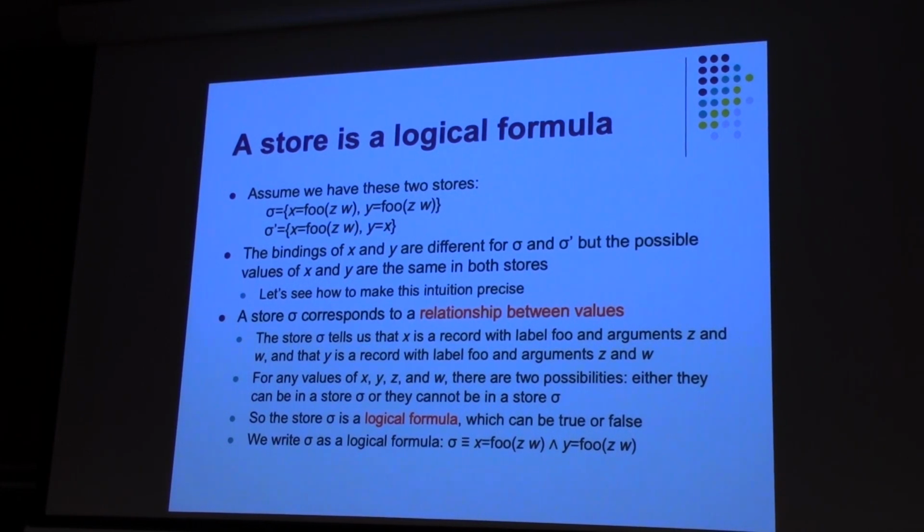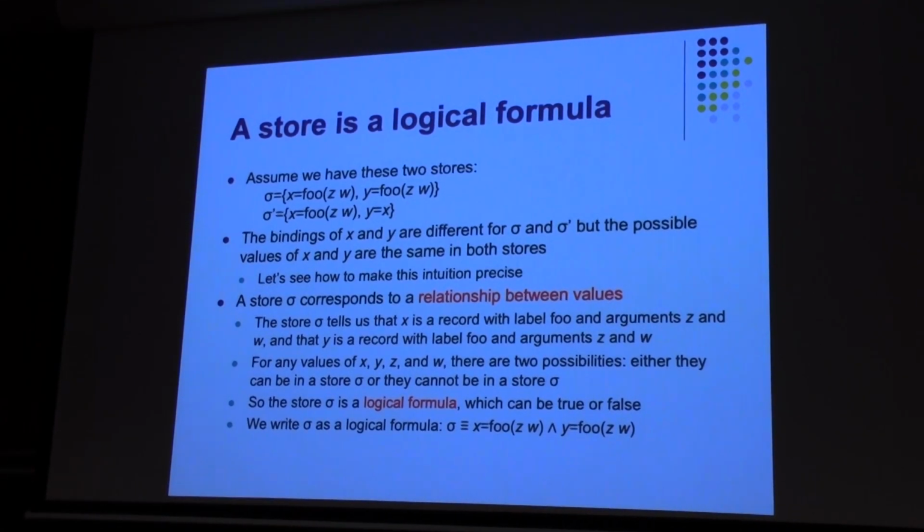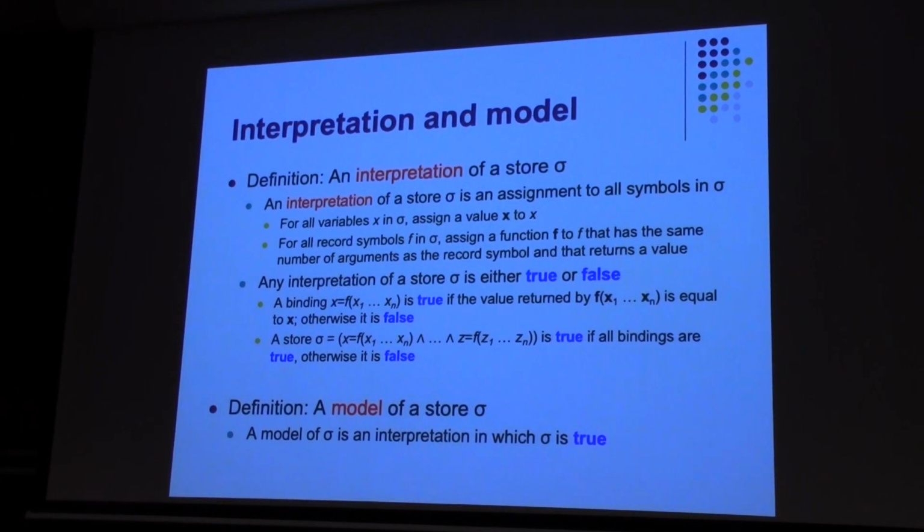Now, we are picking values x, y, z, w. Let me give the operation of picking values a name: an interpretation. When I take a store, all the symbols in sigma, I will assign values to them. X is this, Y is this, Z is this, W is this, okay?